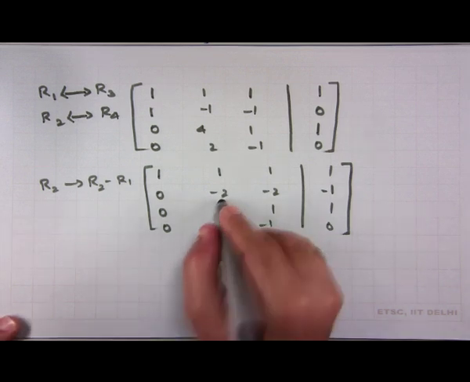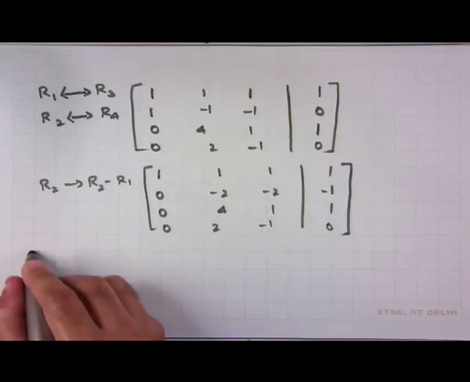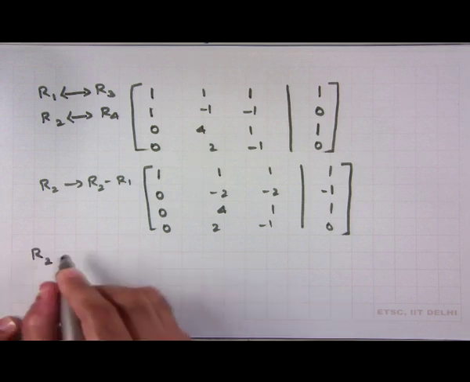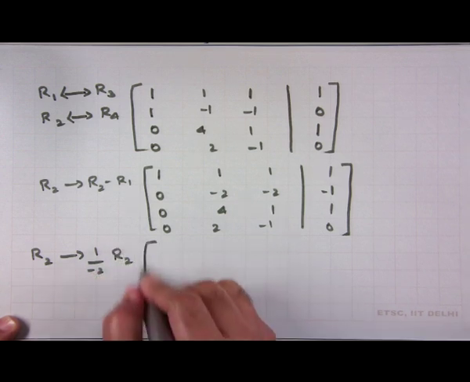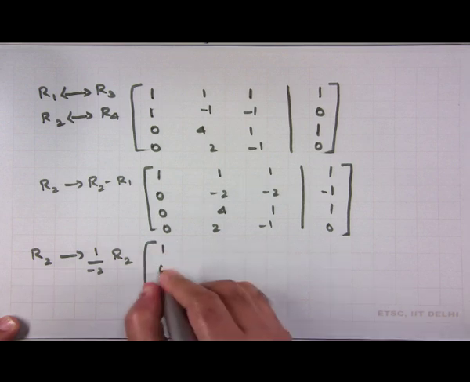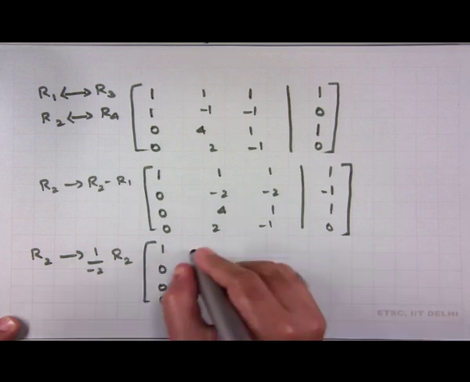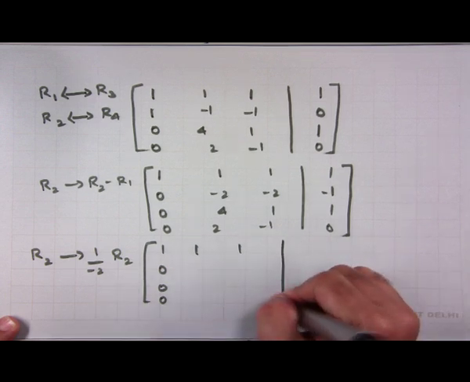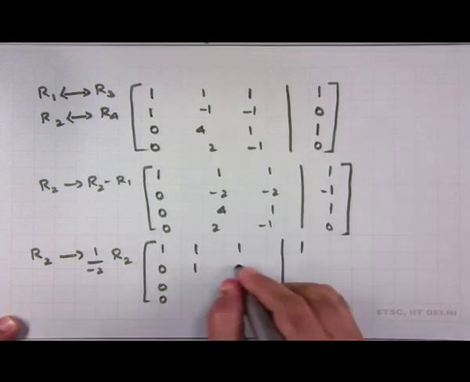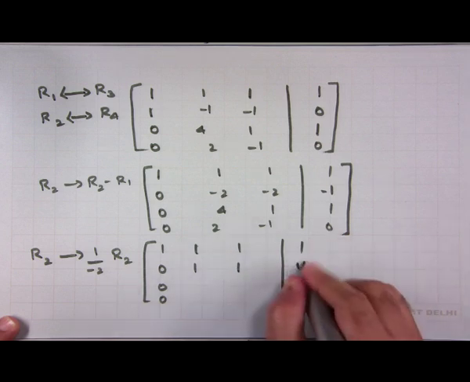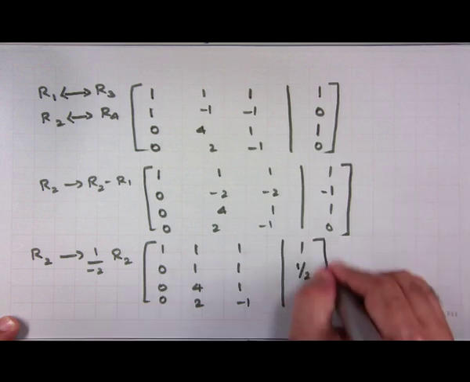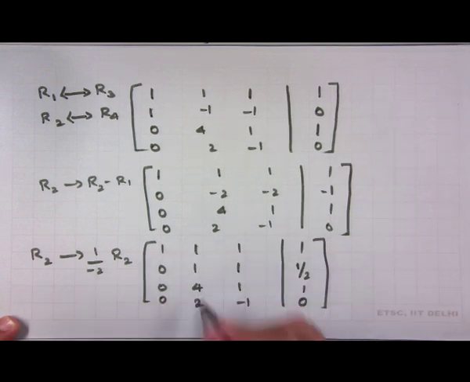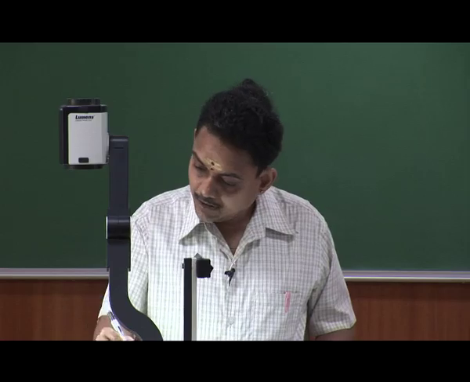Now, let us convert this minus 2 into 1. R2 is replaced by 1 by minus 2 times R2. The first column remains unchanged, first row also remains unchanged. Second row you have 0 1 1 and then half. Third and fourth remain unchanged. Now, let us convert this 1, 4 and 2 into zeros.